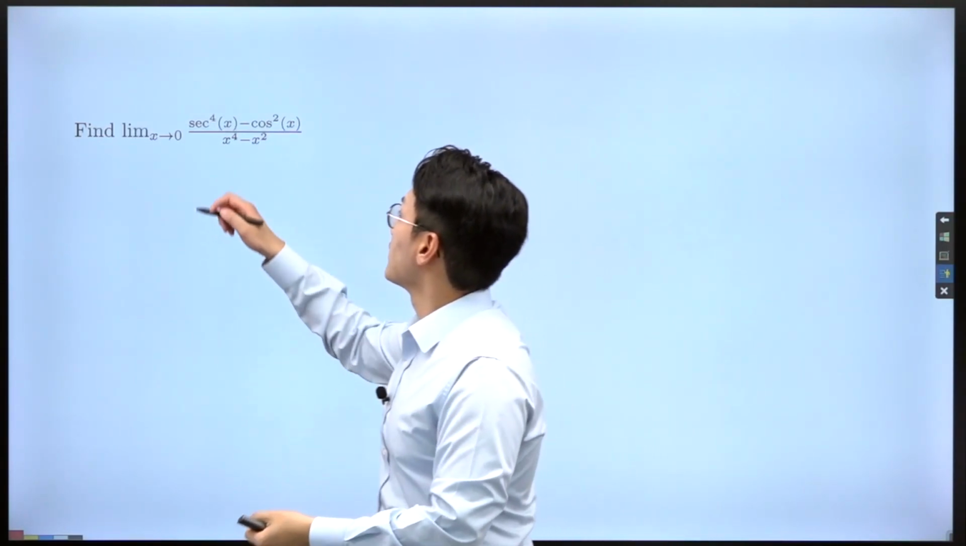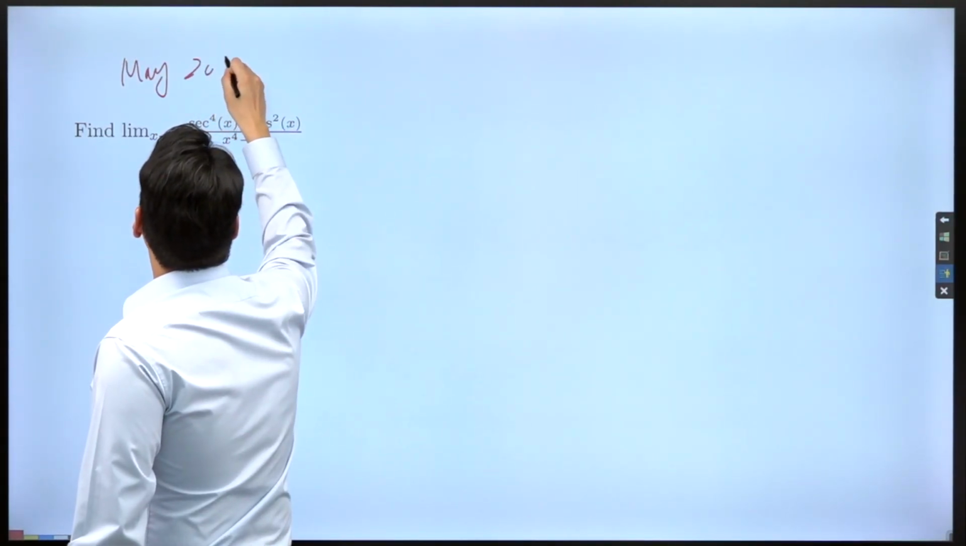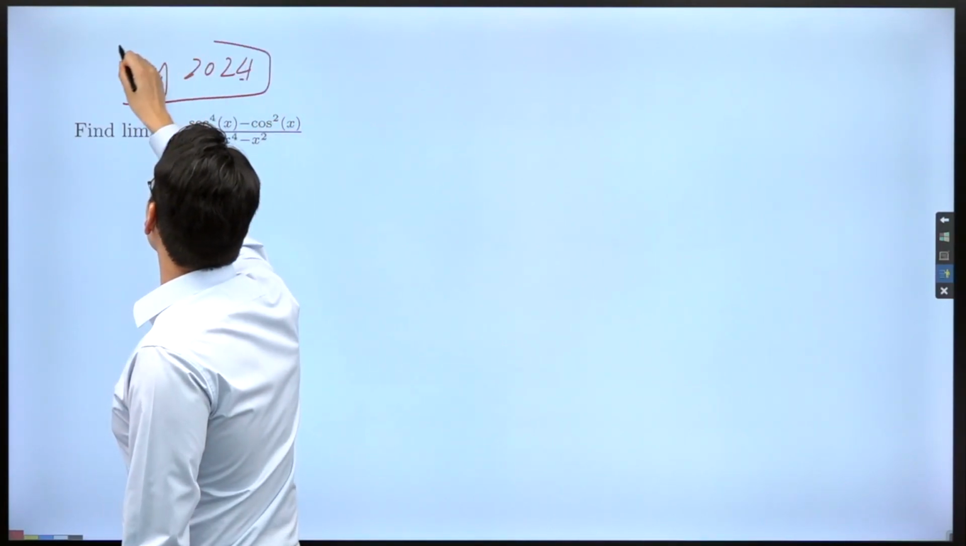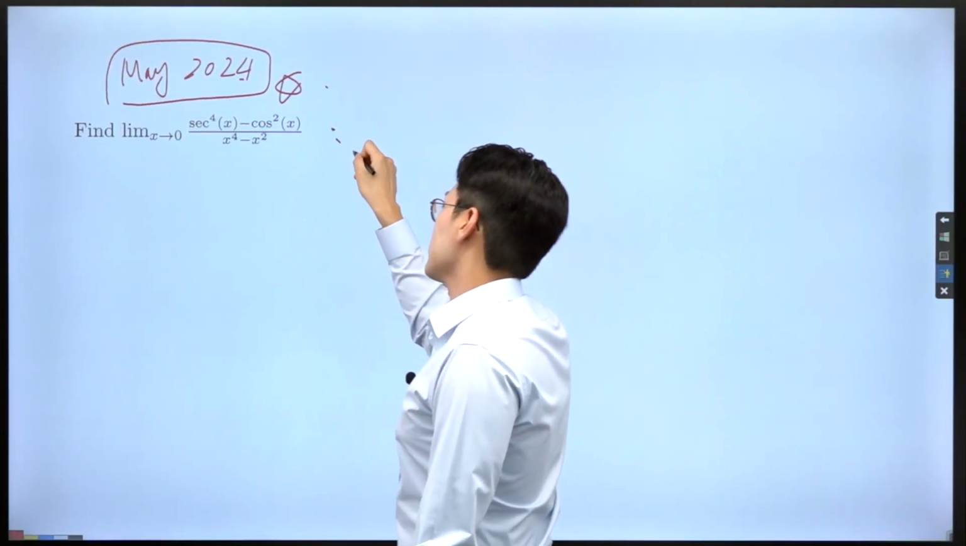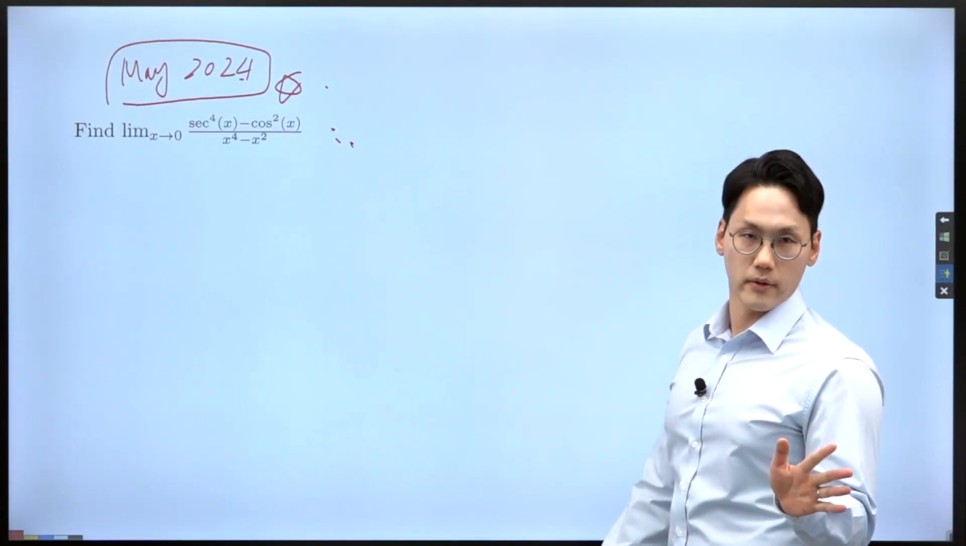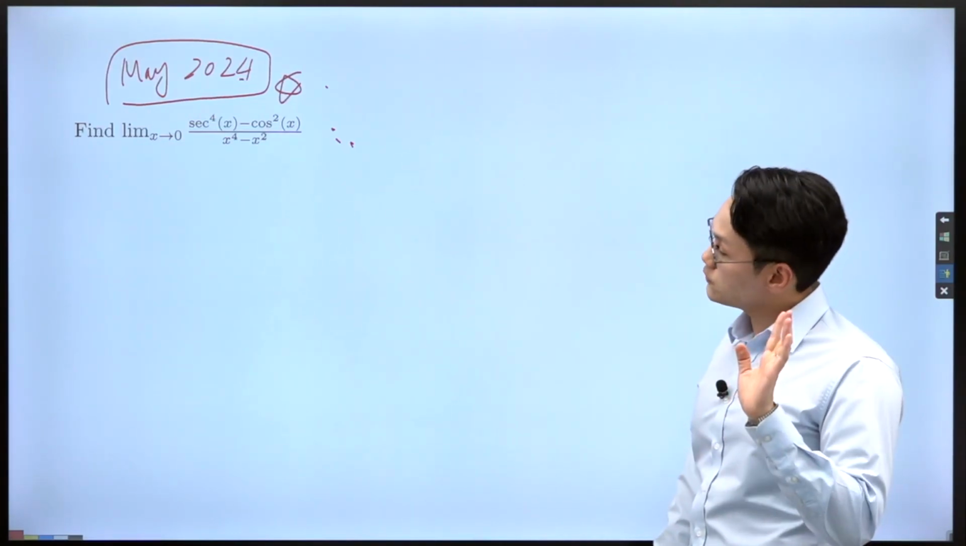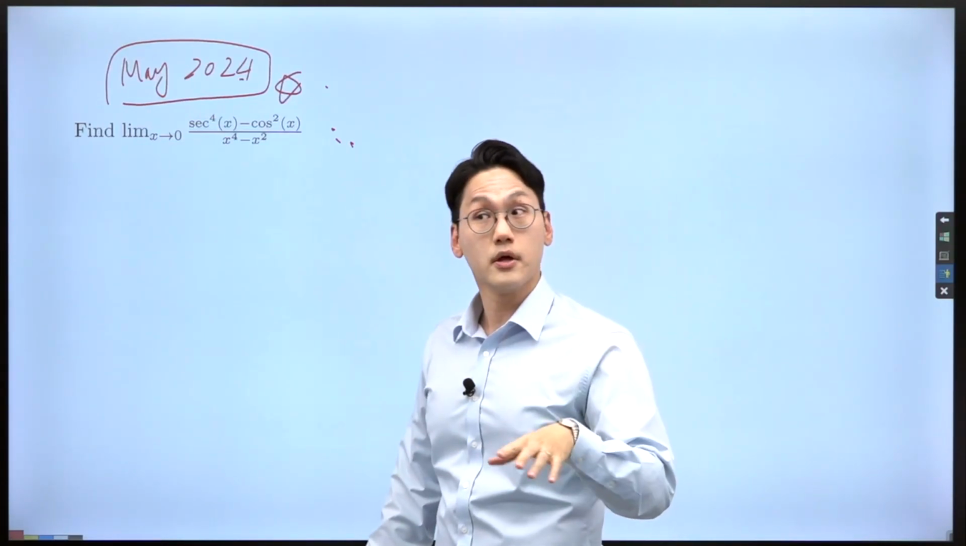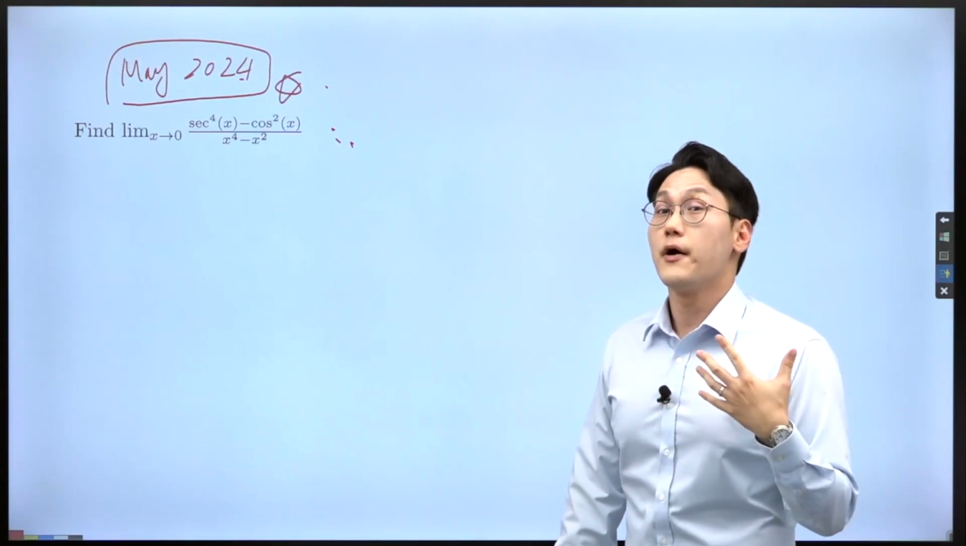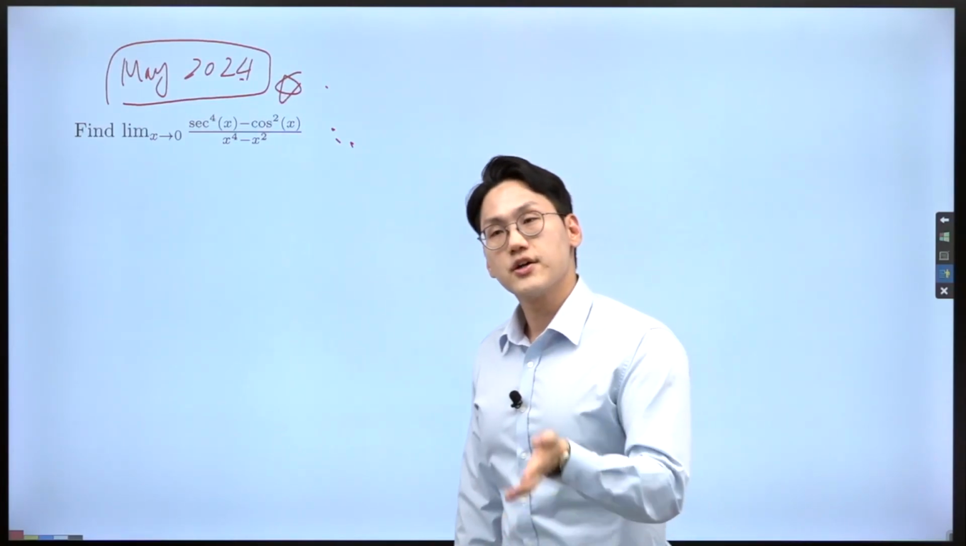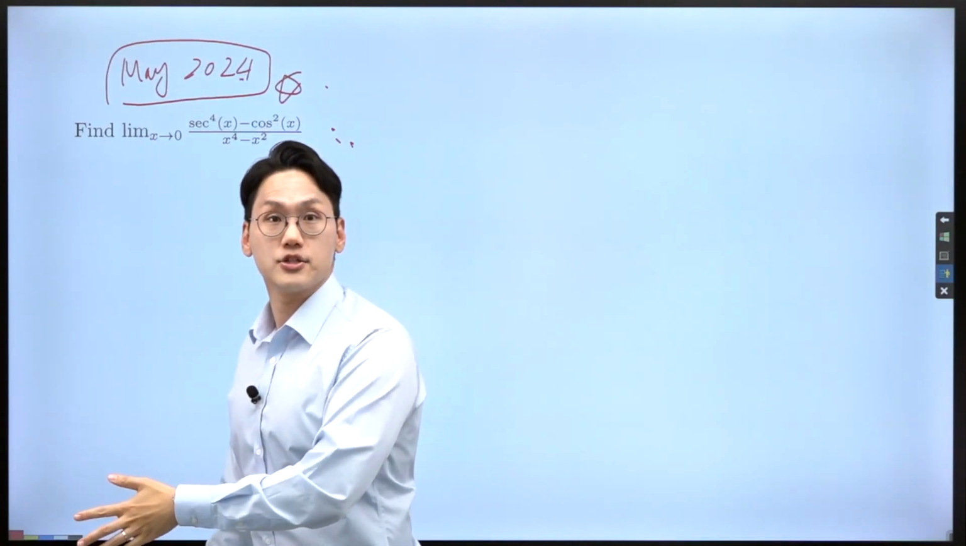And this, May 2024, is a very, very challenging problem for some people because often they try to solve this using L'Hopital only. For me, it's a very hard problem if you are sticking with just L'Hopital, because think about it. Think about the derivative of secant to the power 4. 4 secant cubed times secant tangent. Man, I don't want that.